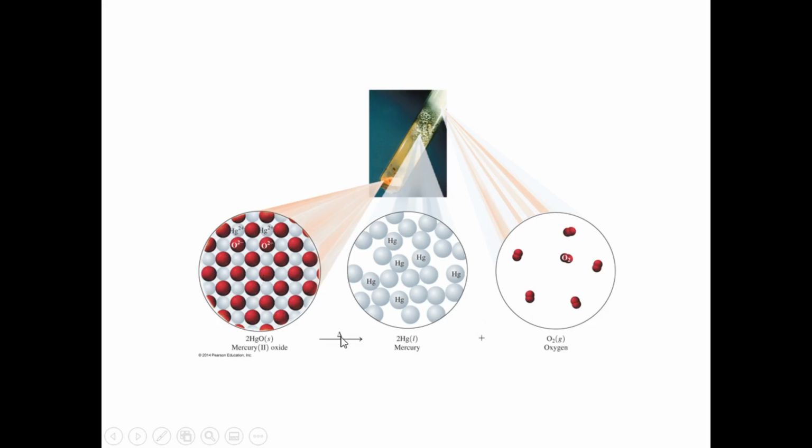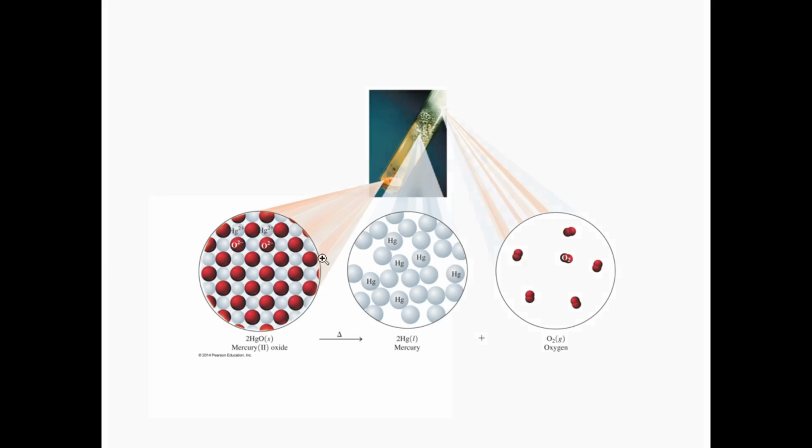And so here we see the compound mercury 2 oxide. It's being heated. We see the little capital delta sign over the reaction arrow symbolizing that it's being heated. And then we get two simpler substances as products, the mercury and then the oxygen gas. And so we're taking a compound and breaking it down.